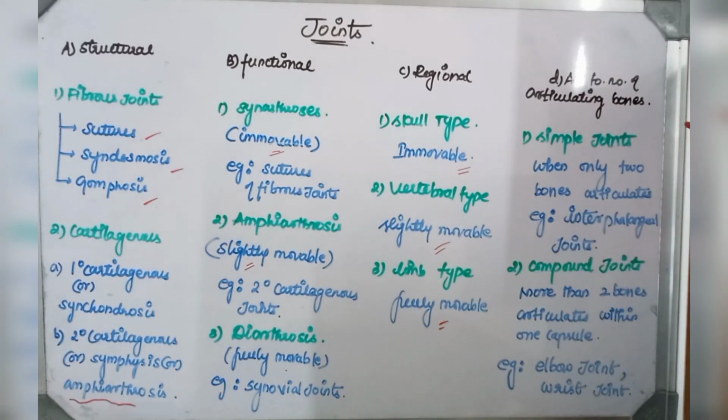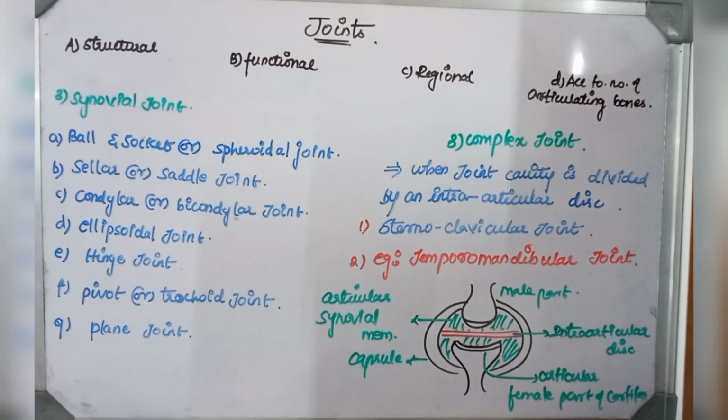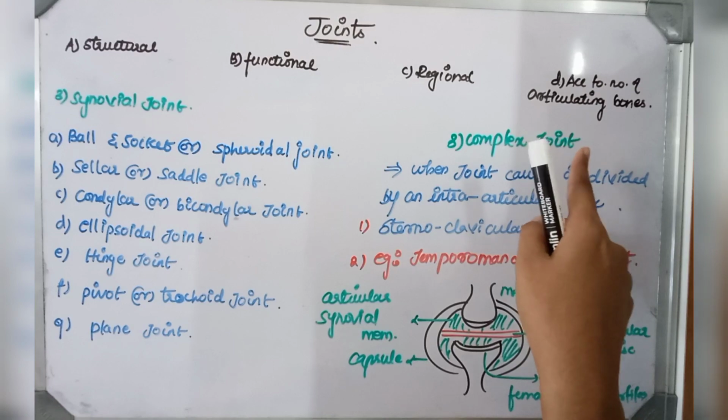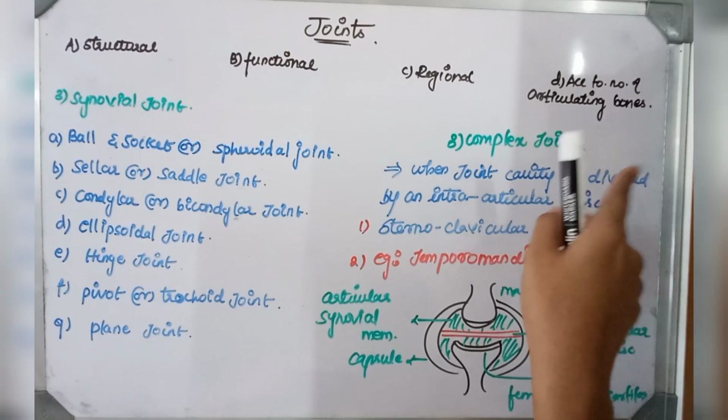And according to the number of articulating bones, the simple joints, which means when only two bones articulate, example interphalangeal joint, that is in the fingers, and then compound joint, more than two bones articulate within one capsule. This is one capsule. So example elbow joint and wrist joint. The remaining type of structural and articulating type of bone are here.